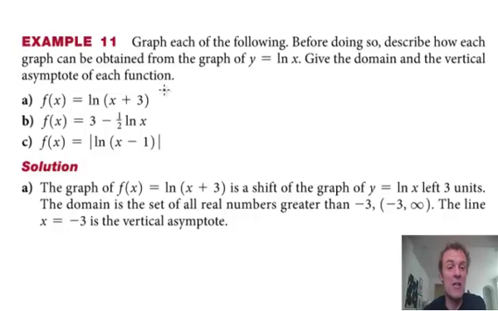Let's try some transformations. Remember what this means? Log of x plus 3. That's not up 3. That would be just log of x, then plus 3 tagged on at the end, or 3 plus natural log of x. This is log of x plus 3. This is 3 to the left.